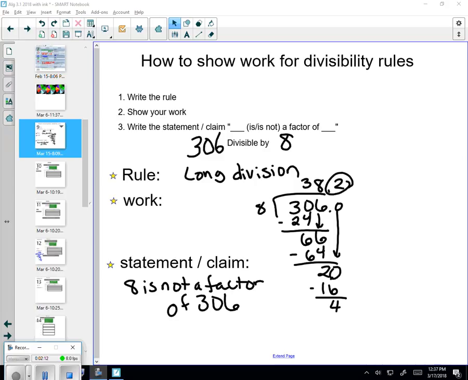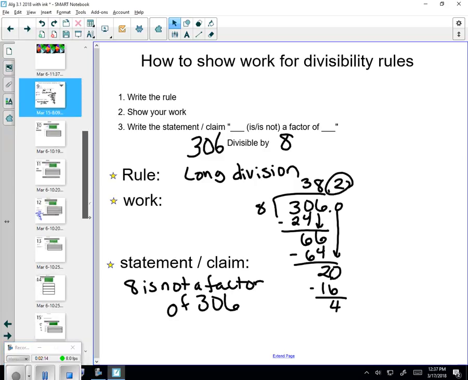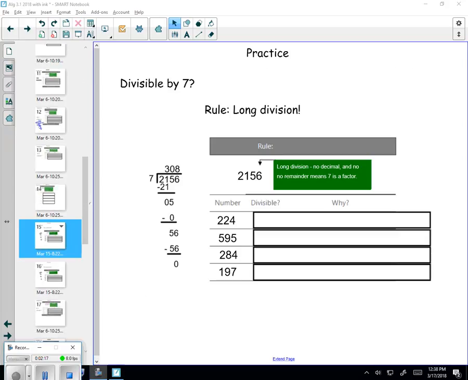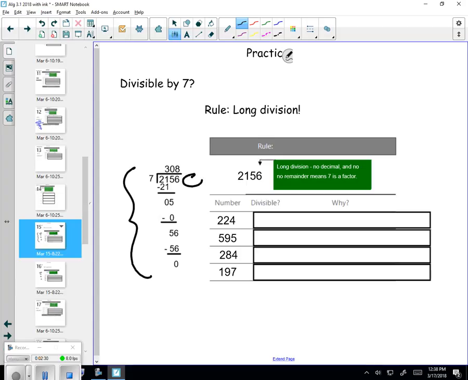Let's look at a problem that would work and give you some practice on your own. In this problem, here we can see that 7 goes into 2,156 perfectly. There is no decimal, no remainder, which means 7 is a factor of 2,156. Your turn. Pause your video and try these 4 problems.